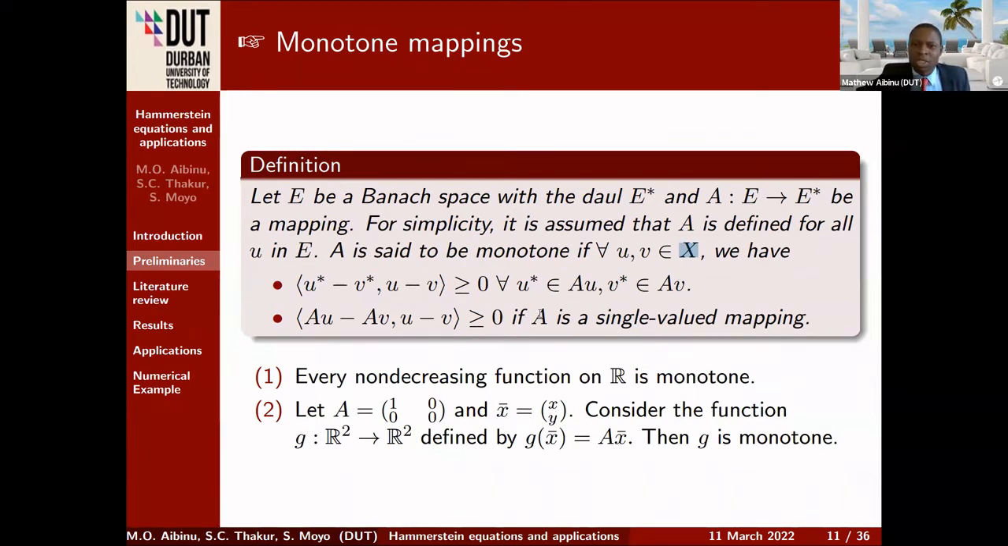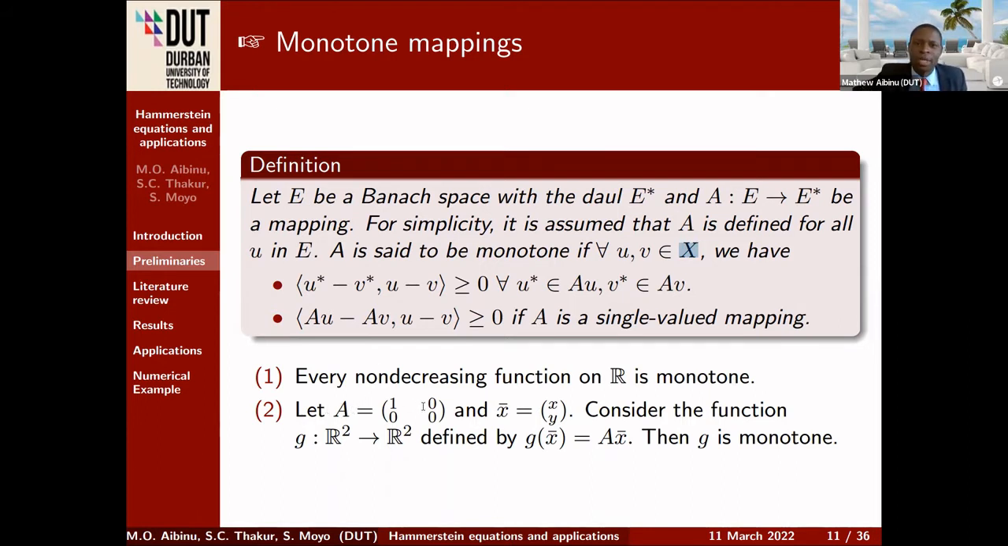And in this situation, if A is a single valued mapping, the definition is simply that the duality pairing of Au minus A phi, comma, u minus phi is greater than or equal to 0. That's for a single valued mapping. Let's give concrete examples of monotone mappings. Every non-decreasing function on R is monotone. And similarly, every non-increasing function on R is also monotone.